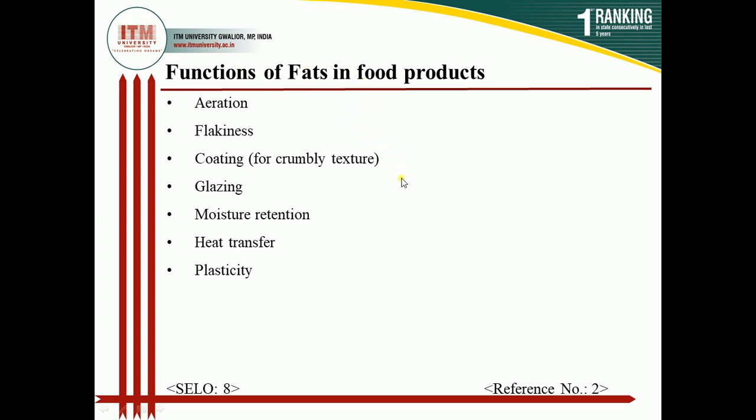Now come to the point, what are the adverse effects of excess intake of fats. As we all know, if we take excess fat, it will be bad for our health, and it can cause diabetes.